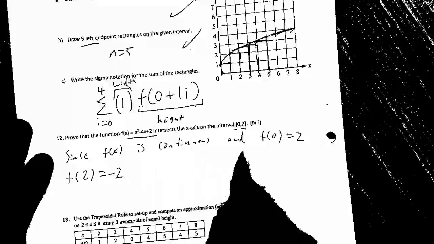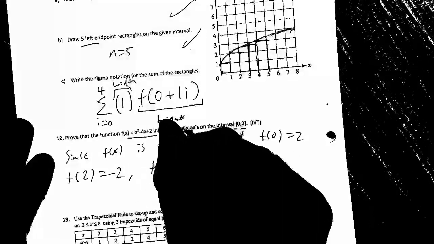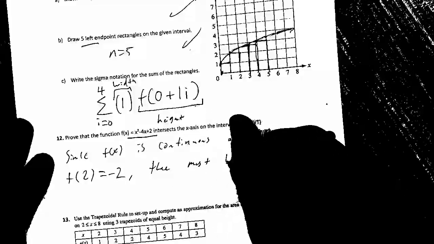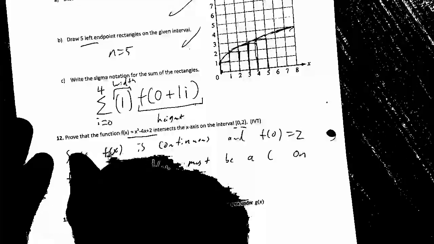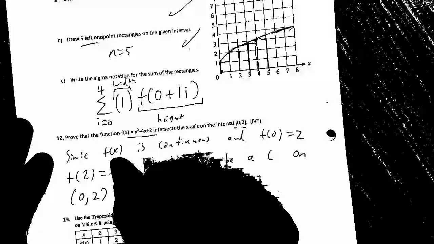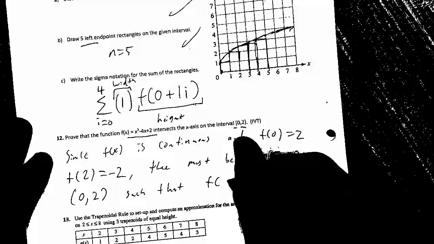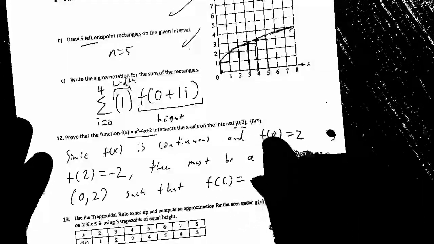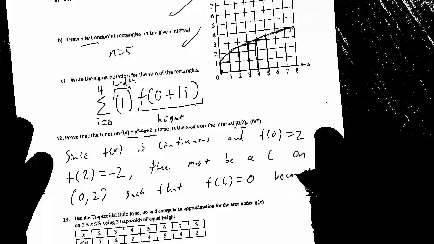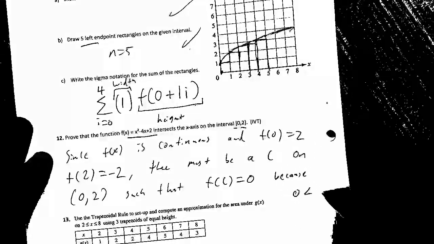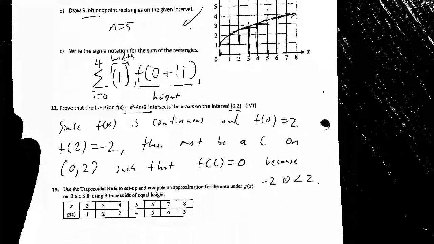So since f of x is continuous and f of 0 is 2 and f of 2 is negative 2, there must be a c on [0, 2] such that f of c equals 0, because 0 is less than 2 but greater than negative 2. Okay?